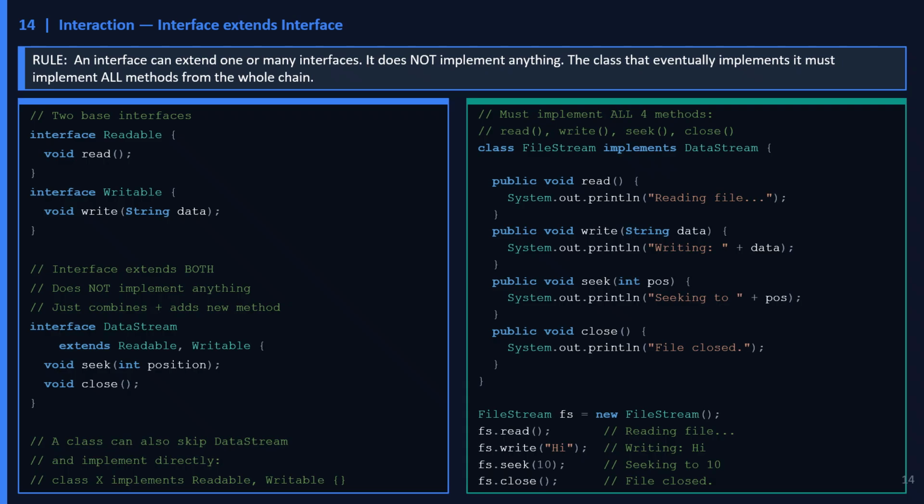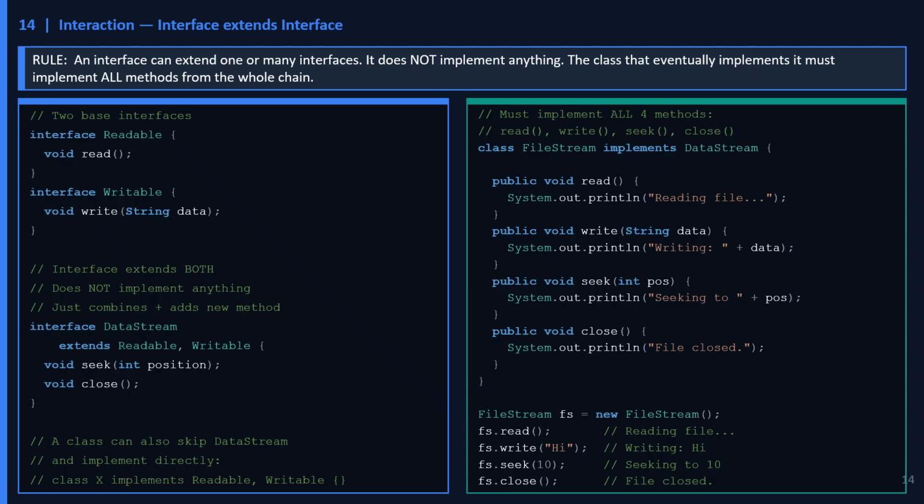Look at the left side. We have two interfaces, Readable with a read method and Writable with a write method. Then we create a combined interface called DataStream that extends both. DataStream also adds two more methods, seek and close. No implementation anywhere in the interface.